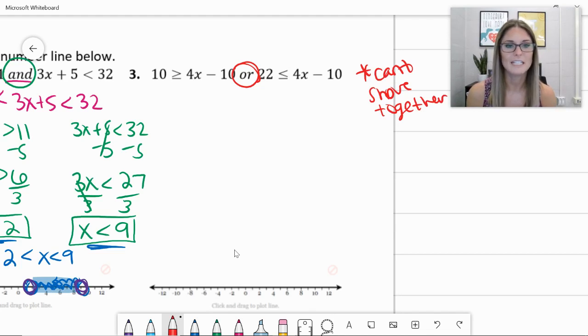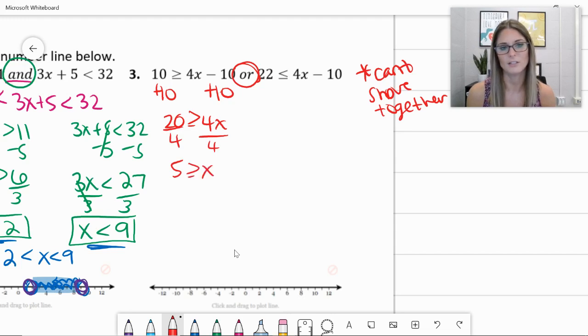I'm sorry. All right, so on the left side, we will need to add 10 to both sides to give us 20 is greater than or equal to 4x. Divide by 4. 5 is greater than or equal to x. There's our first one. On the other side, add 10 to both sides would give us 32 less than or equal to 4x. Divide by 4 would give us 8 less than or equal to x.